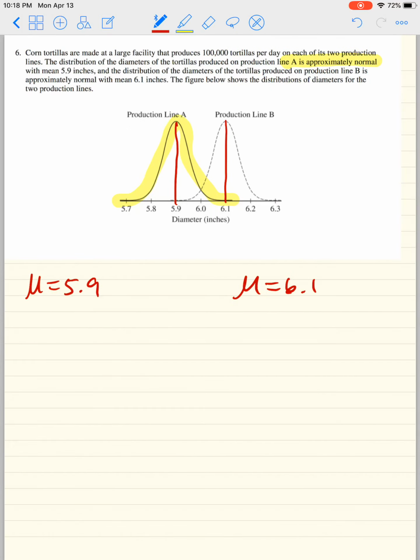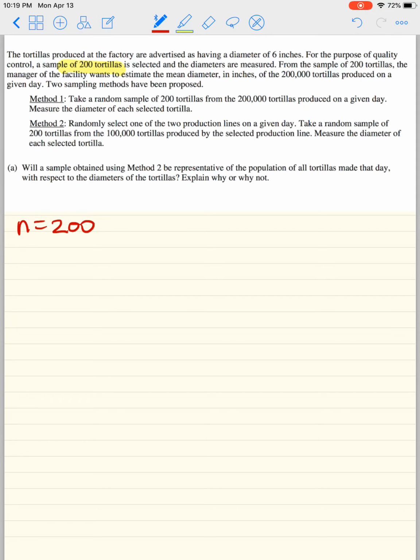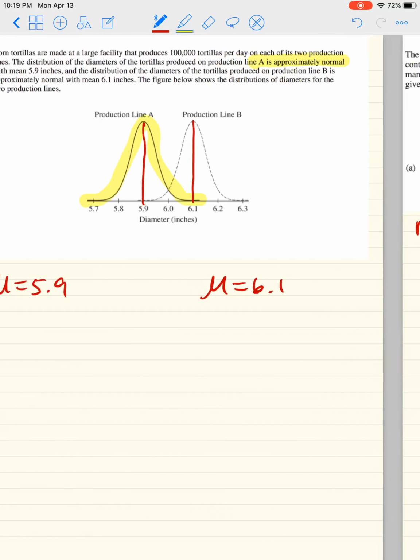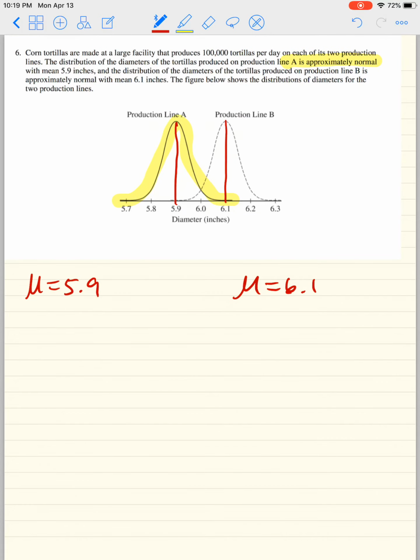So let's take a look at what that means. In method 1, they want you to take 200 tortillas from 200,000 of them. So they're putting both of these together, and you're going to get some from here, some from here. Now, with that being said, you may have an average of 6.0 when you're done, because you'll get some from here. Remember, the averages here are 5.9 and 6.1.